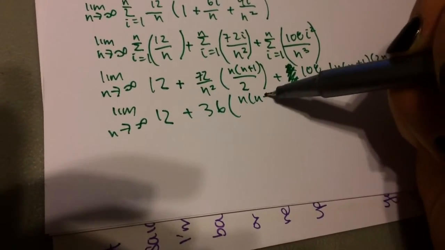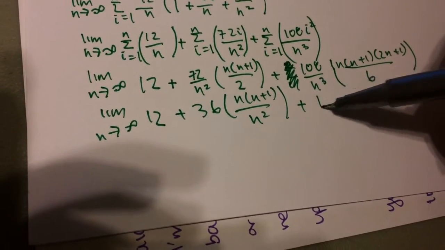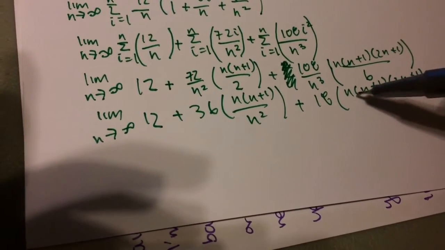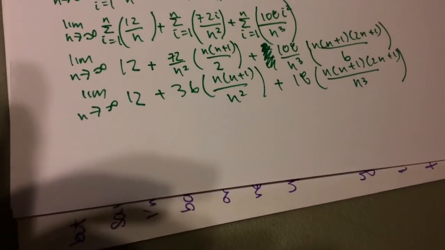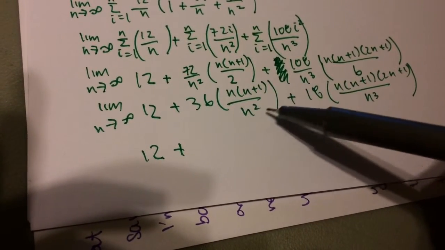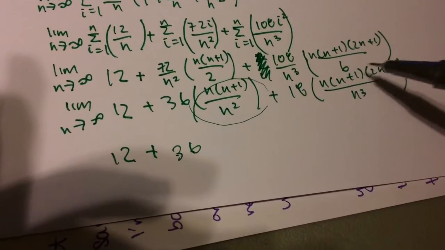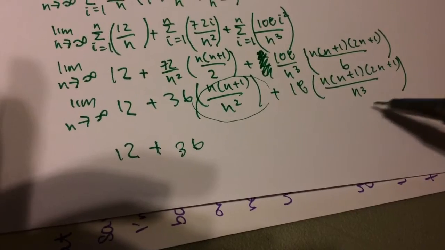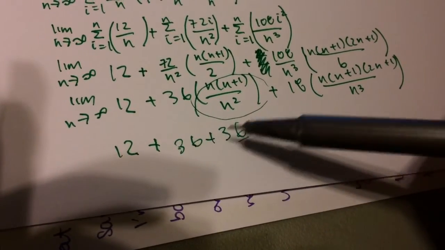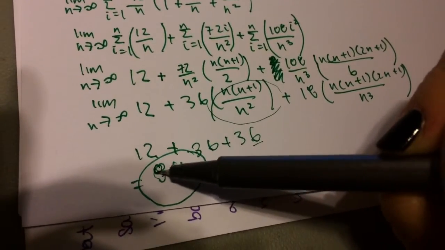36 times n. You'll find that the limit of a constant is that constant, and then the limit of this value right here is actually 1, so 36 times 1 is 36, and then the limit as n approaches infinity of this right here is 2, so 18 times 2 is 36 as well, and 12 plus 36 equals the answer, which is a very messy 84.